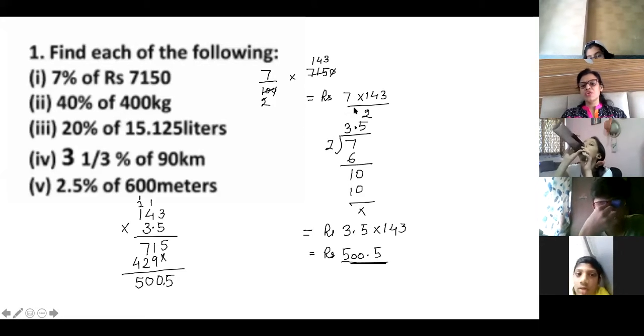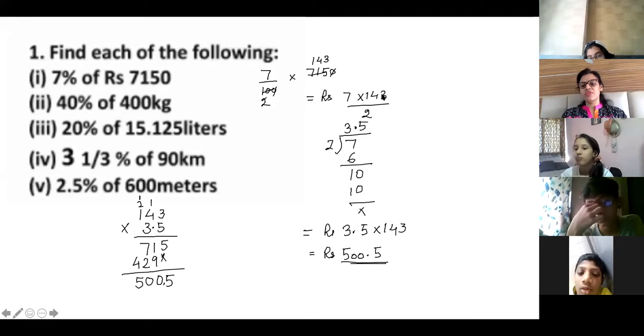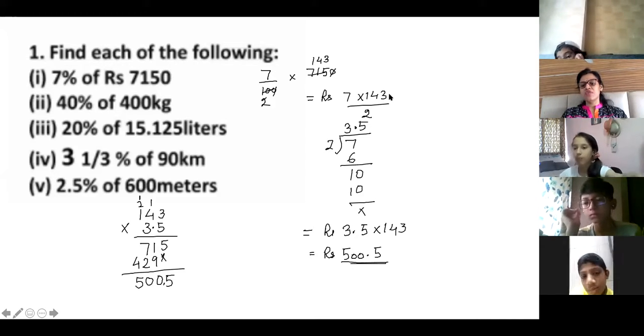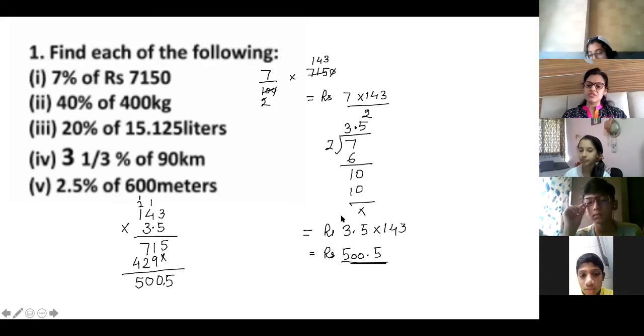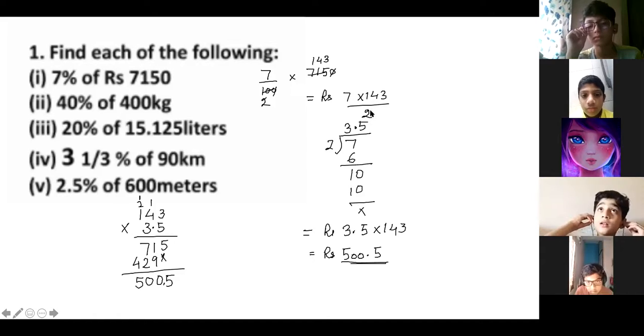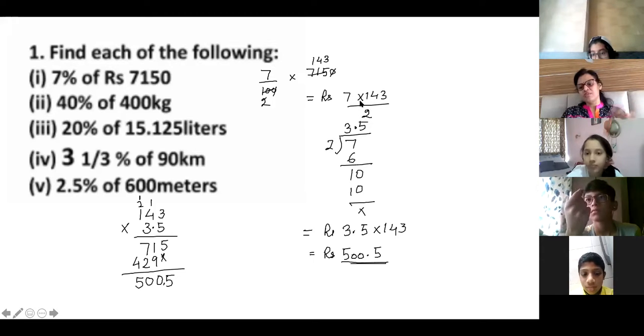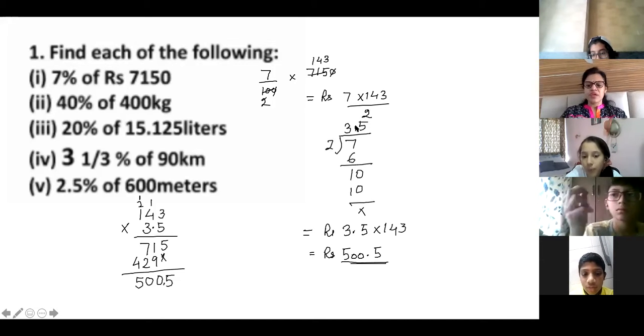See, yesterday I showed you two methods. I multiplied 7 into 143 and then divided by 2. I got the same answer. Then I did 143 divided by 2 and then multiplied by 7. I got the same answer. Okay? Because if you have only multiplication and division, anything can be done first. Okay? Is it clear now?